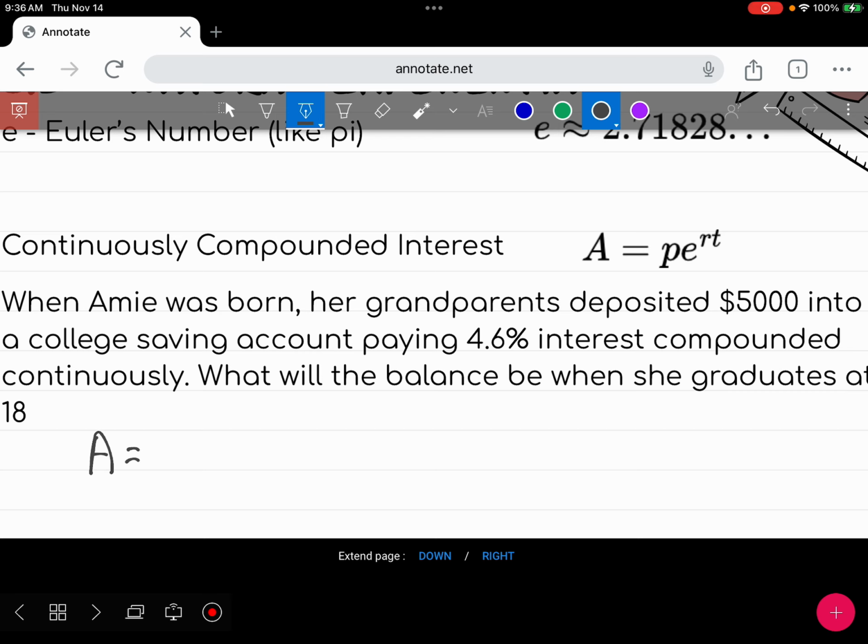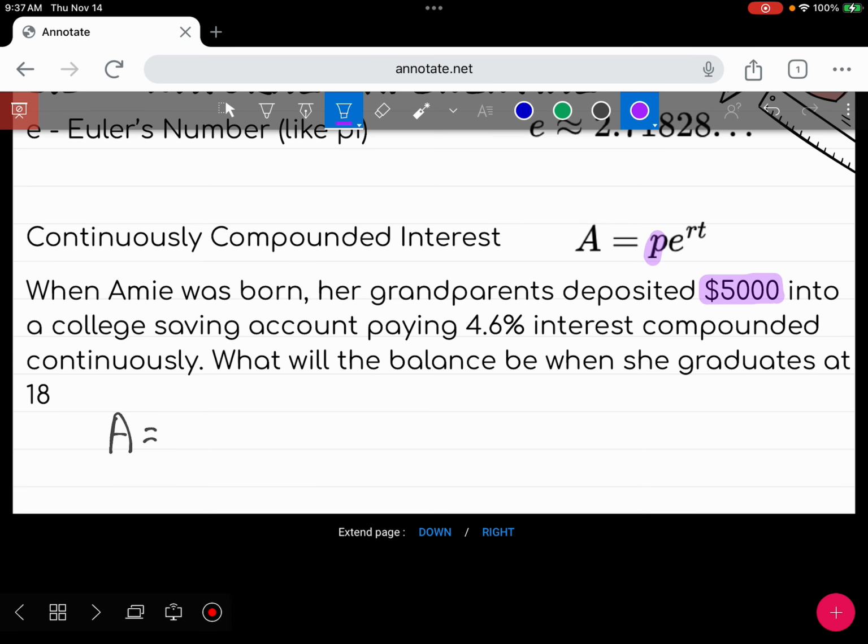What are we starting with? $5,000. That's our principal. So we're starting with our $5,000. The next thing in our formula is the E. We will always have an E there for our compound interest. E is not a variable. It is a number just like pi. Do not substitute anything in for E. E is E. Just leave it as an E.